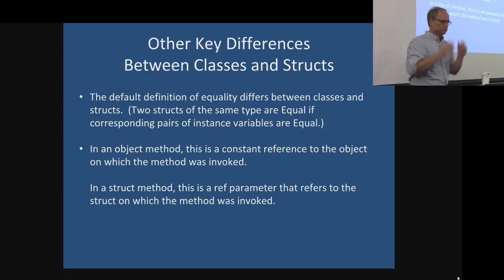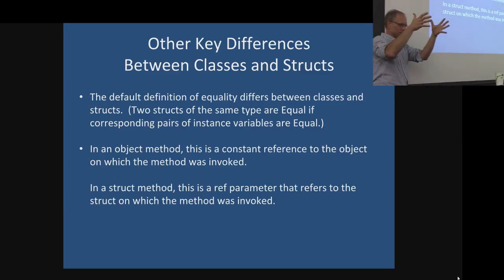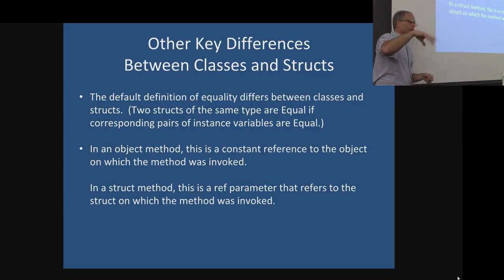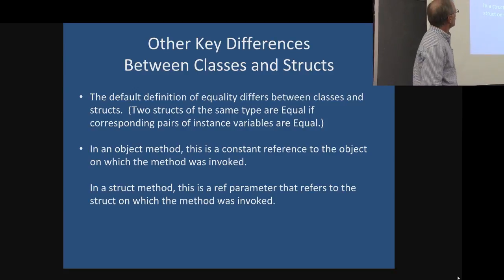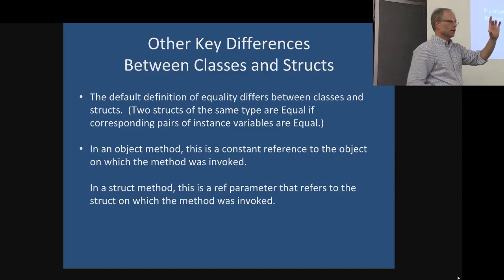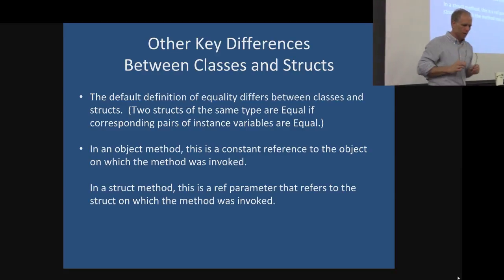And if they're the same, then the object. So if two objects are physically the same, they're equal. Otherwise, they're not. Then you can go redefine equality, which people do. With structs, it doesn't have to do with where they're stored. It's just whether the corresponding pairs of instance variables are equal. So if you've got a struct that contains an int and a string, then by default, two structs are equal if their ints are equal and their strings are equal. So the default definition of equality is different.